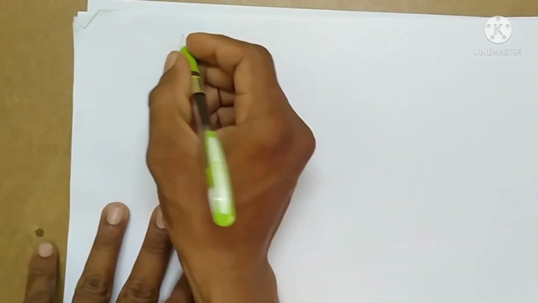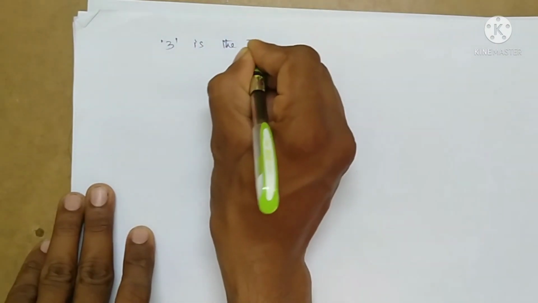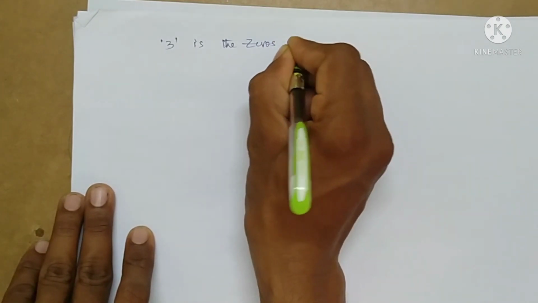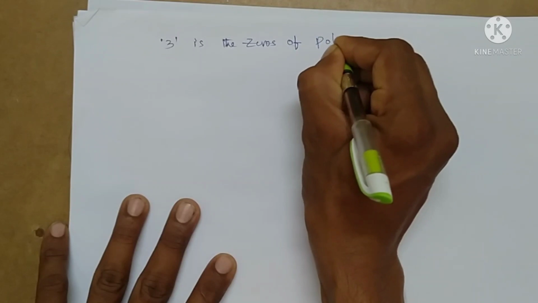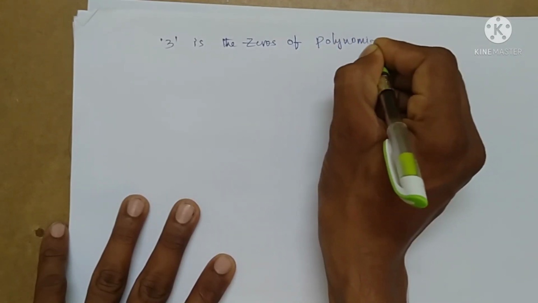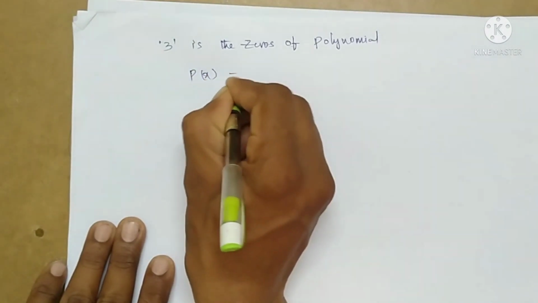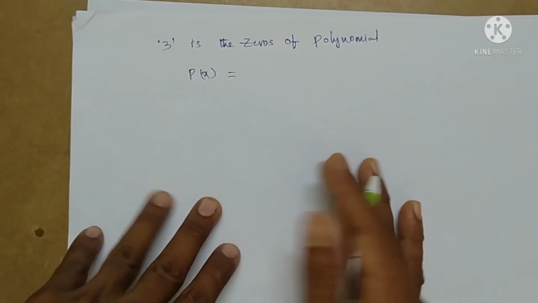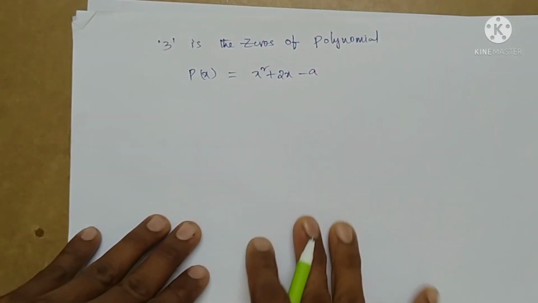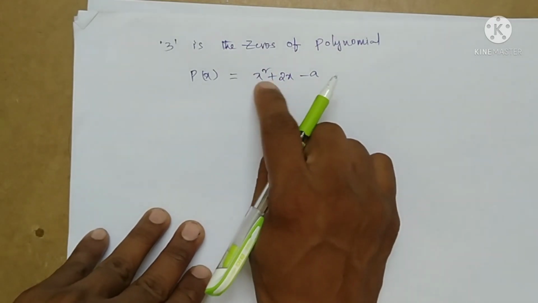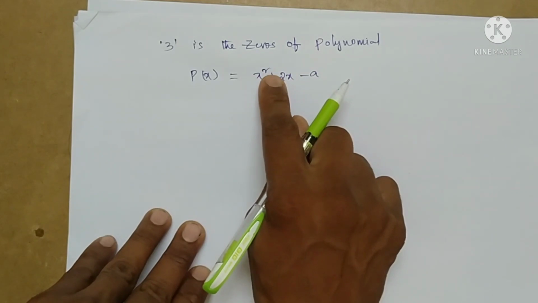So 3 is the zero of the polynomial. Here p of x, the polynomial, is equal to x square plus 2x minus a. This is a quadratic polynomial, right? The degree of x is equal to 2. This is a quadratic polynomial.